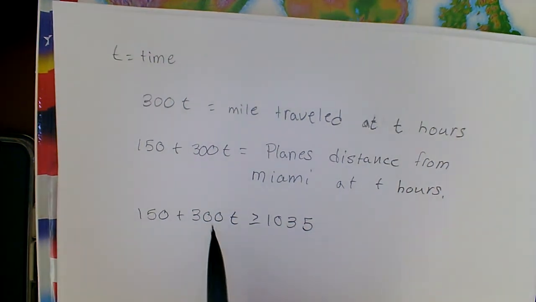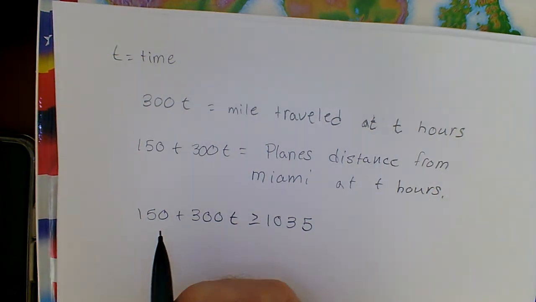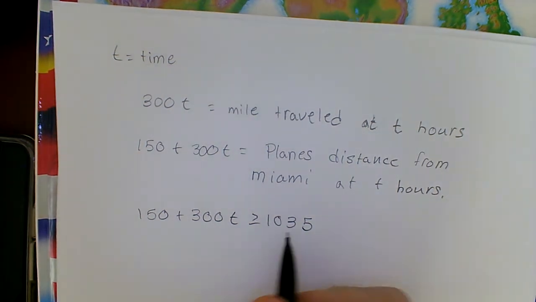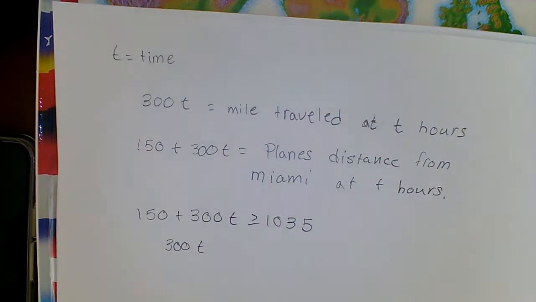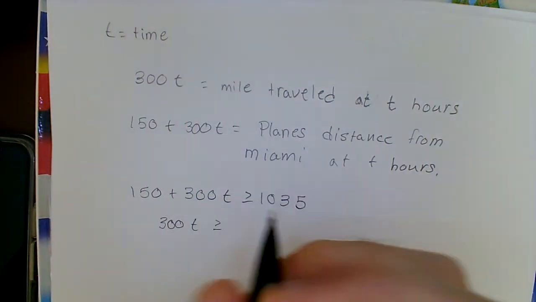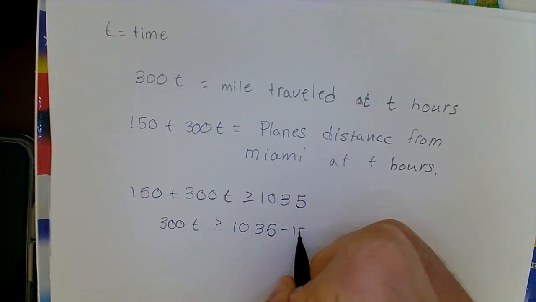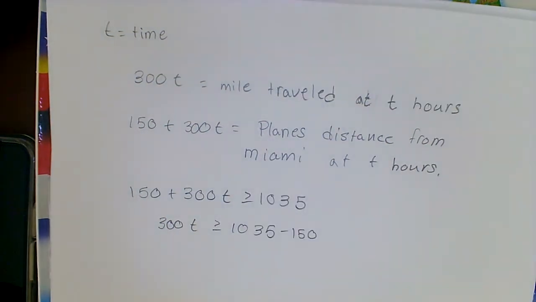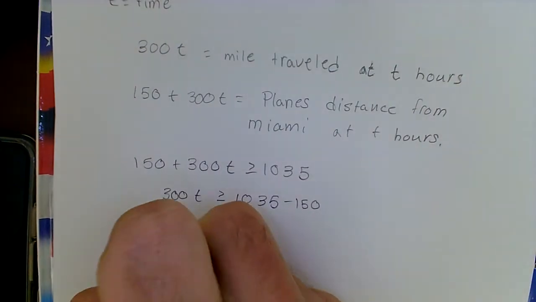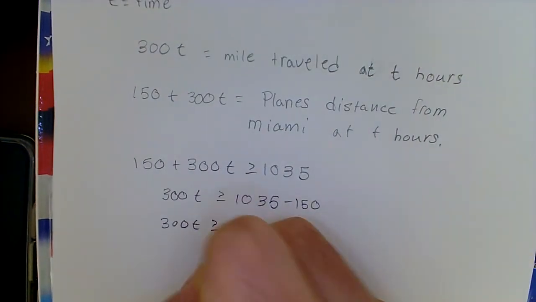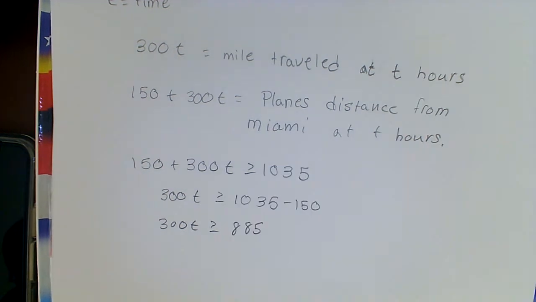Okay, so now it's just about solving this inequality. The first thing I would do is subtract 150 from both sides. So this is going to be 300t greater than or equal to 1035 minus 150. That simplifies to 300t greater than or equal to 885.